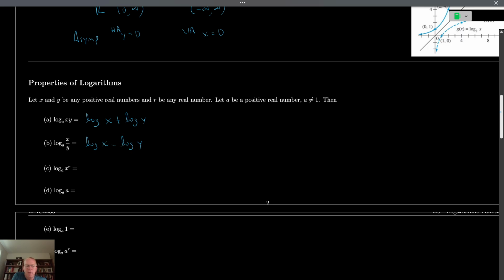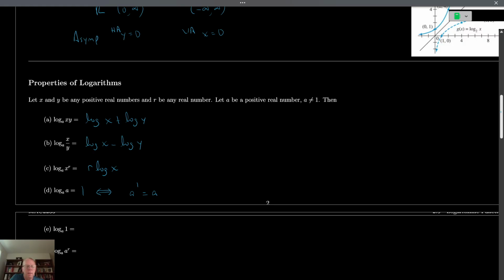Log of x to the r, so the r we can bring in front of the log. So this becomes r times the log of x. And then log base a of a. So you can think of this as a to the what exponent equals a, and of course that is 1. So this is going back to the equivalent expressions. If we convert this to an exponential, we would write a to the first power equals a, which of course makes sense.